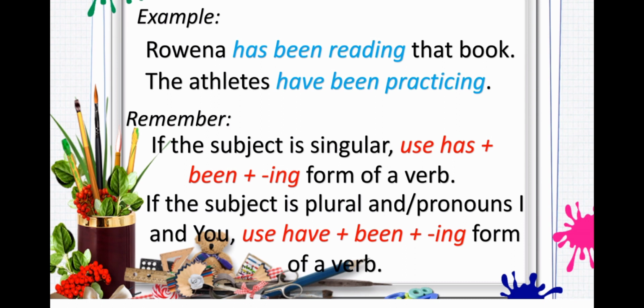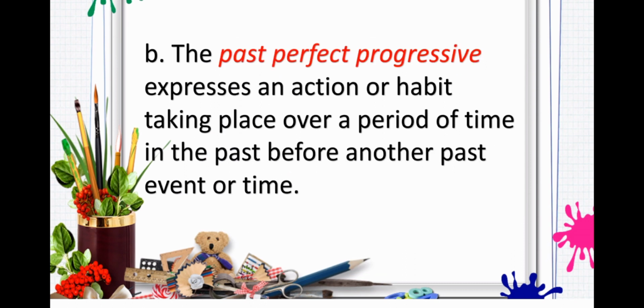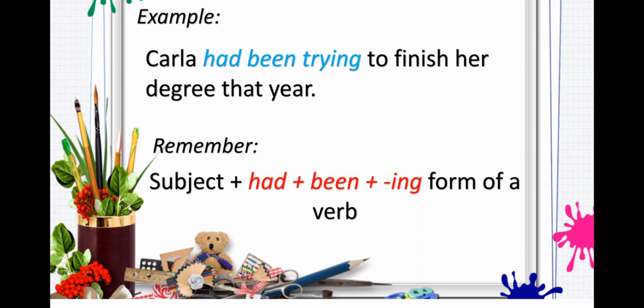If the subject is singular, use has plus been plus the ing form of a verb. If the subject is plural and pronouns I and you, use have plus been plus the ing form of the verb. Next is the past perfect progressive. This expresses an action or habit taking place over a period of time in the past before another past event or time. Example, Carla had been trying to finish her degree that year.